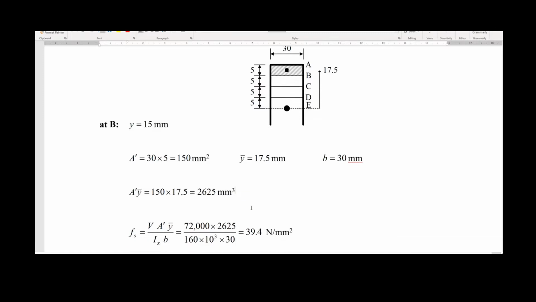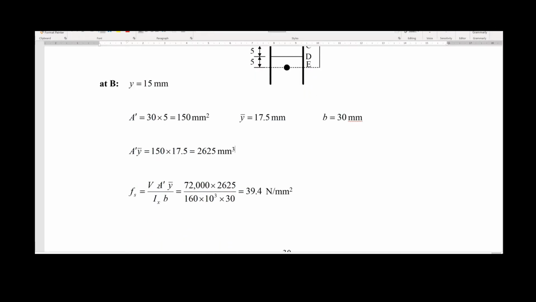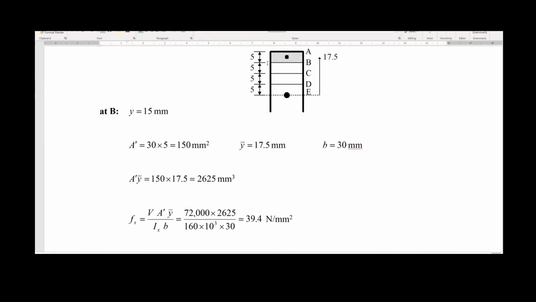So this moment of area can be introduced in here, because in here we have the moment of area, A prime times Y. And this is the value of the shear force. This is the value of the moment of inertia, and this is the value of the B, which is constant in this particular exercise because the cross section is a rectangle. And this is the value of the shear stress at the fiber B.